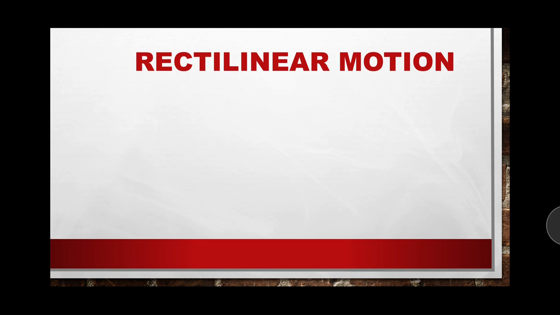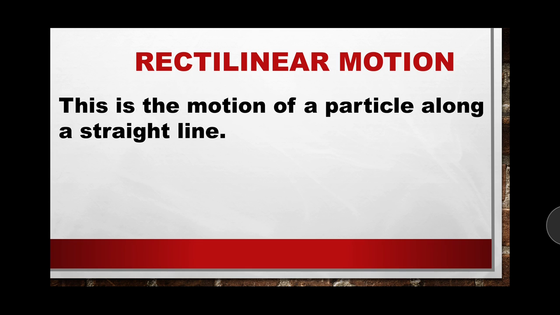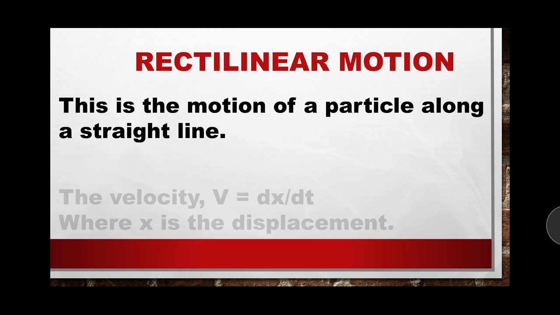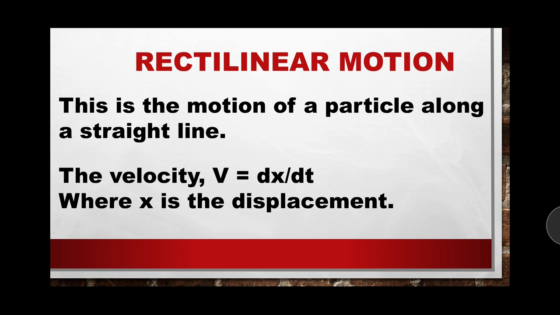Rectilinear motion. This is the motion of a particle along a straight line. Whenever any particle moves along a straight line, we're talking about rectilinear motion. What is very important for you to know here with respect to differentiation is that velocity v is usually what? dx/dt, where x is the displacement. So when you have dx/dt, just note in rectilinear motion we're talking about velocity. These are the terms you need to get yourself acquainted with.